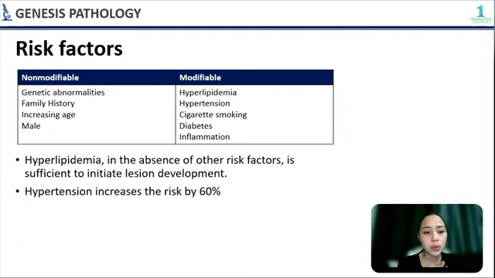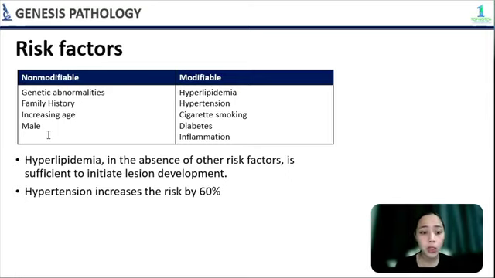Next is atherosclerosis. So this underlies the pathology of coronary, cerebral, and peripheral vascular disease. There are two types of risk factors, non-modifiable, also known as constitutional risk factors, and the modifiable risk factors. So under the non-modifiable risk factors are genetic abnormalities and family history. Increasing age: among those 40 to 60 years old, the incidence of myocardial infarction increases fivefold. Also, male sex is associated with increased risk of atherosclerosis.